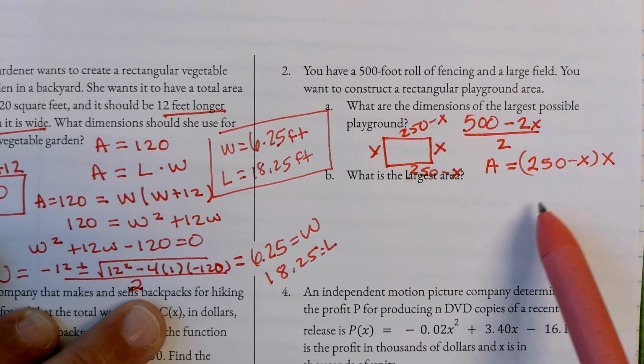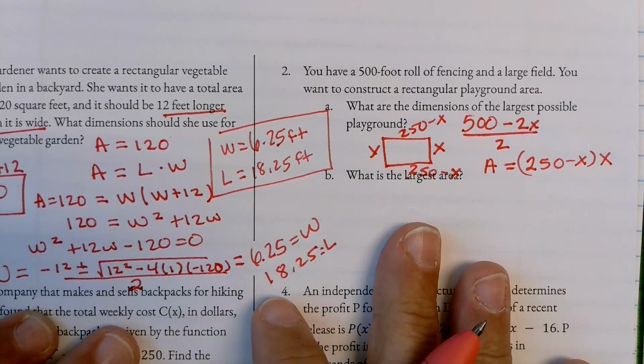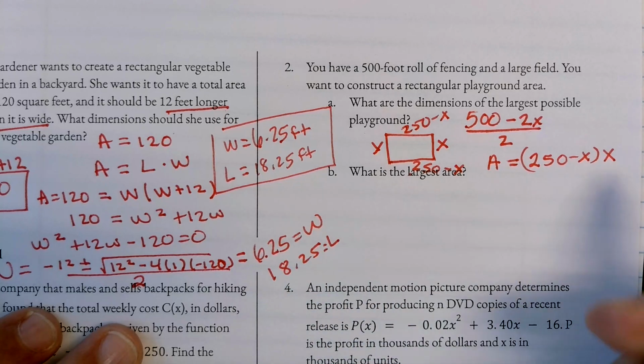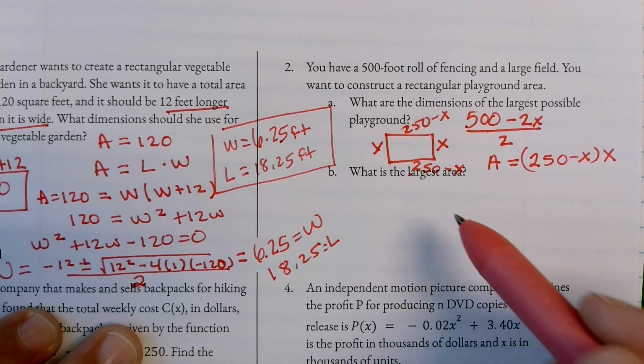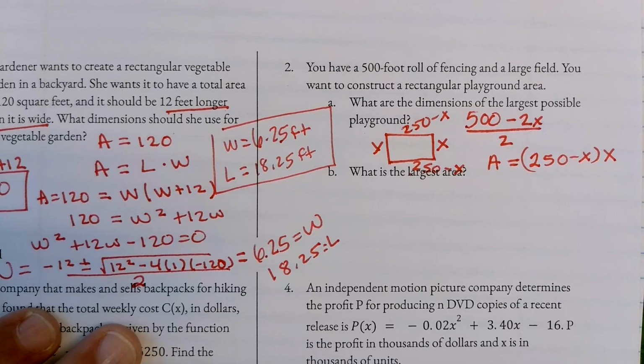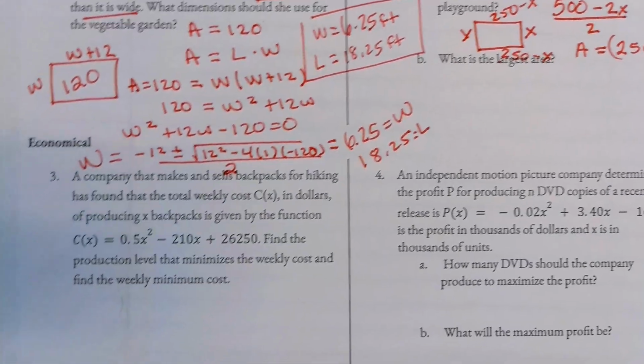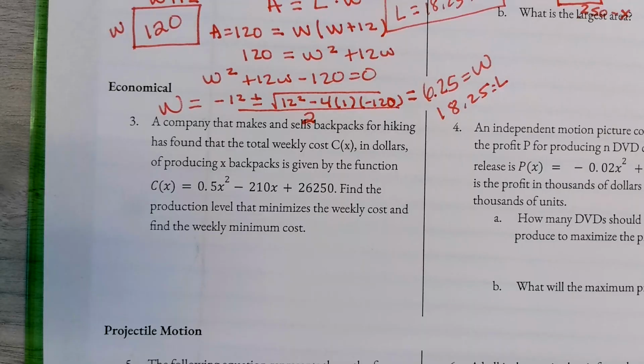Yeah, and then that would help us find the area. I'm going to pause on this one because this video is going to get too long with the other problems. But you do the same thing: distribute it, make a quadratic function, and then we can find the largest possible area. I'm going to go ahead and move on to economical problems here.